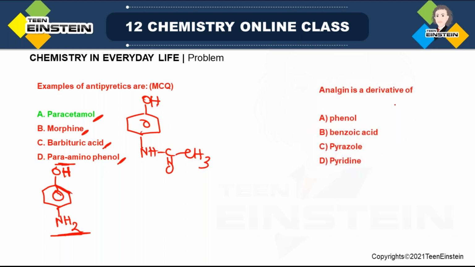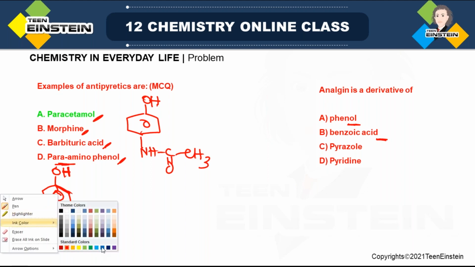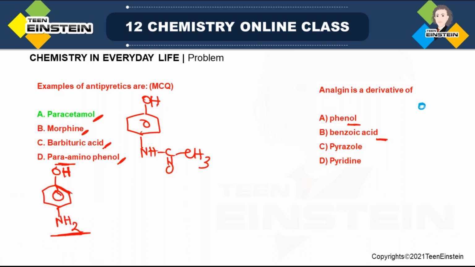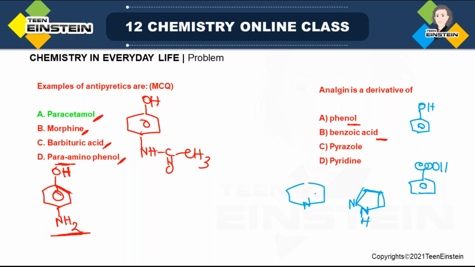Analgin. Analgin is a derivative of phenol, benzoic acid, pyrazole, or pyridine. If we consider their structures individually, phenol is an OH group attached to a benzene ring. Then benzoic acid is a CO2H group on a benzene ring. Pyrazole is, as I have said, a heterocycle where 2 nitrogen atoms are present side by side. So this is the structure of pyrazole heterocycle. And pyridine is like this.